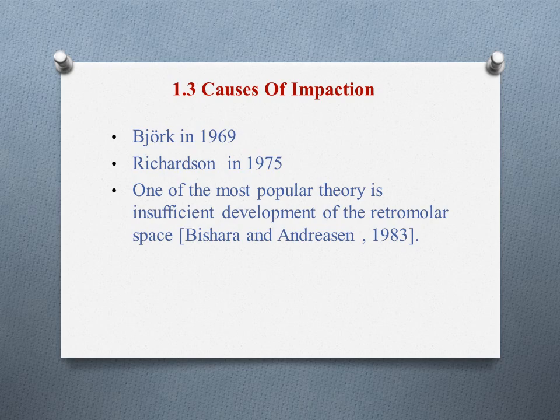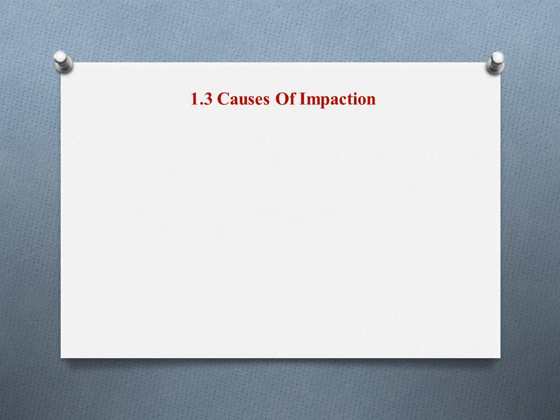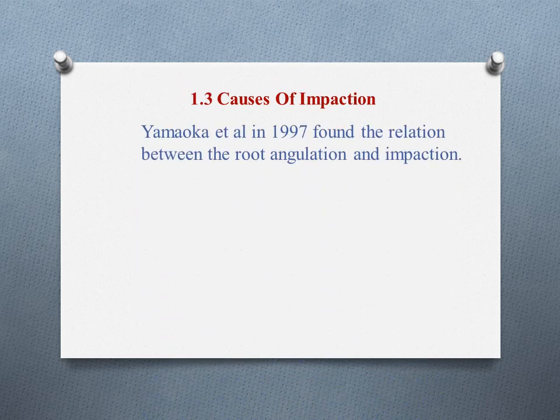One of the most popular theories is insufficient development of the retromolar space. Proper mandibular third molar eruption also depends on the favorable path of eruption. For example, if the tooth bud is medially angulated during the initial stage of calcification and root development, the path of eruption will be unfavorable. Yamaoka et al. in 1997 found the relation between the root angulation and impaction. Angulated roots were more common in impacted mandibular third molar as compared to erupted mandibular third molar.